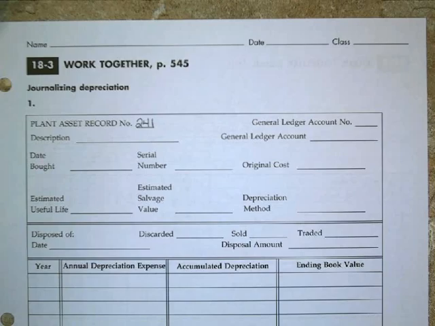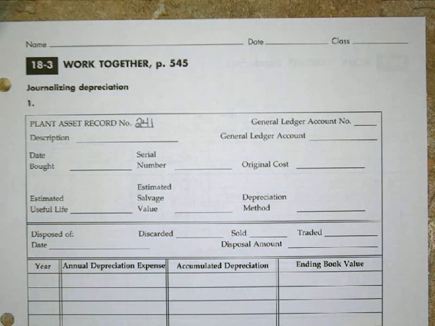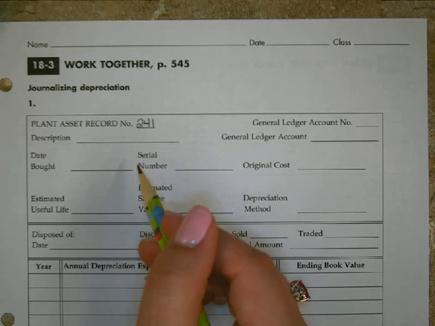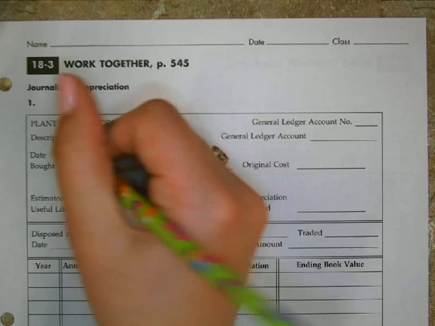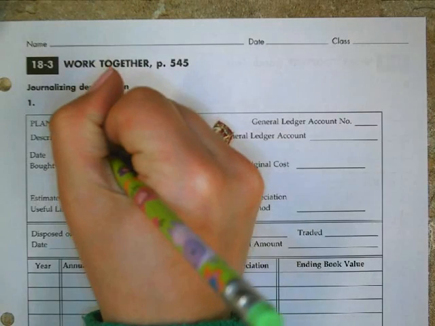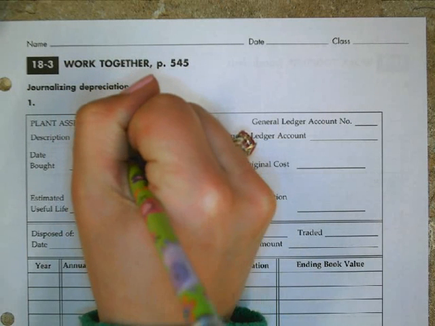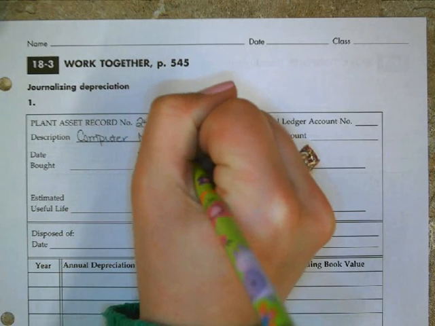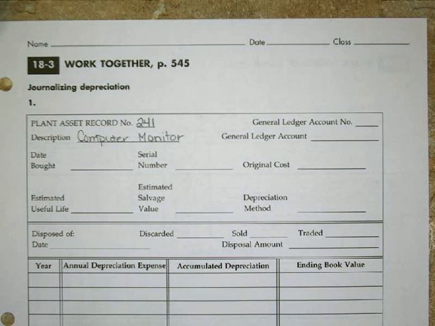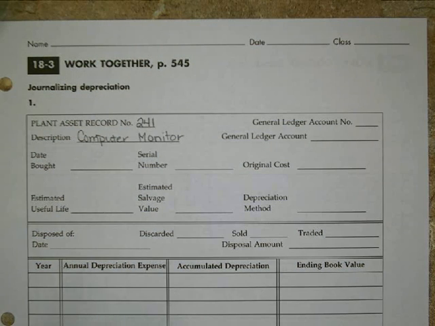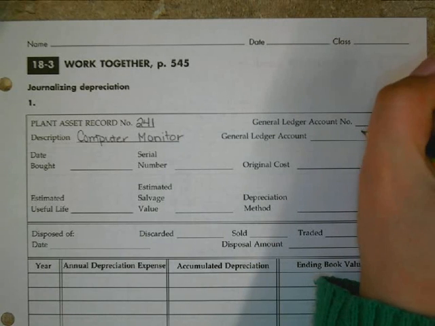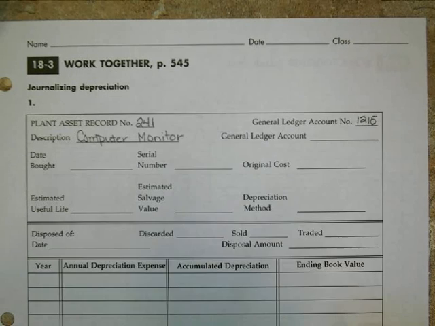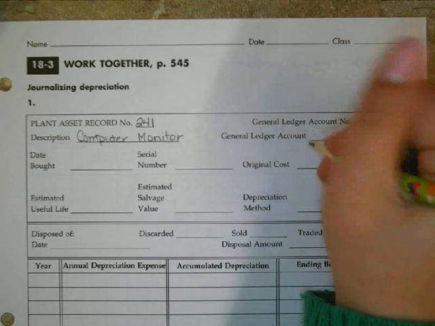241. The next thing that I want to do is I want to put in some information about that record 241. The description is it's a computer monitor, and again I'm getting this right out of the book. They give it to us in the directions. The general ledger account number is number 1215, and the general ledger account is store equipment.